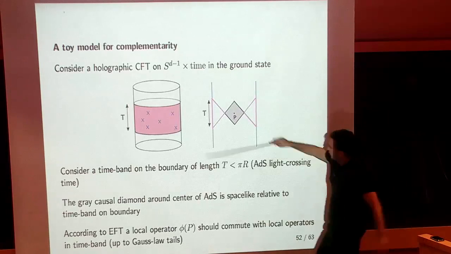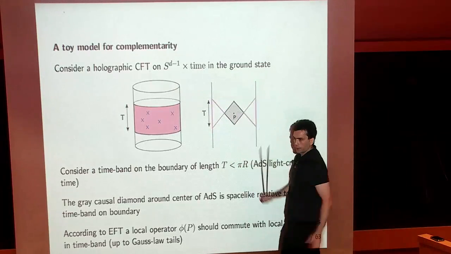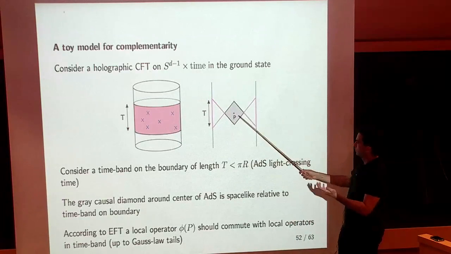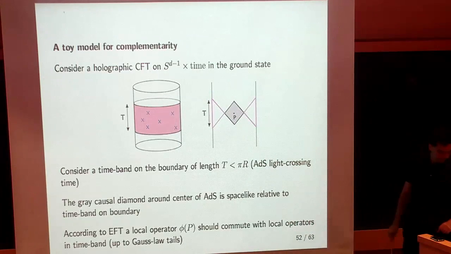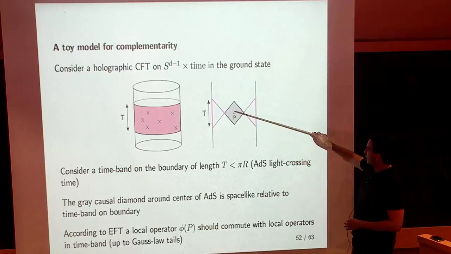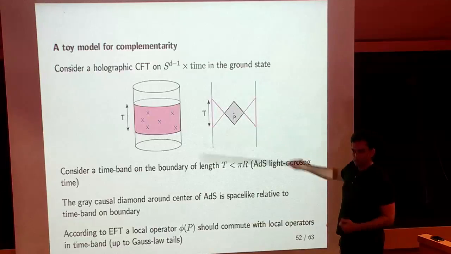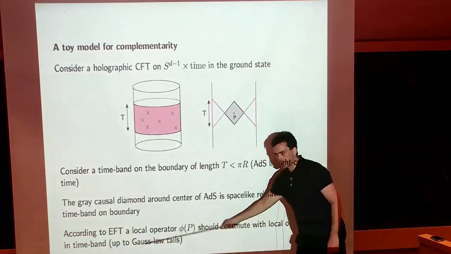So as you make this longer, the diamond gets smaller, and if you make the time band longer than pi times r, there's no causal diamond in the center. Right? Now, operators inside the diamond should commute with local operators in the CFT in this time band up to Gauss law tails, which have to do with the gravitational dressing.